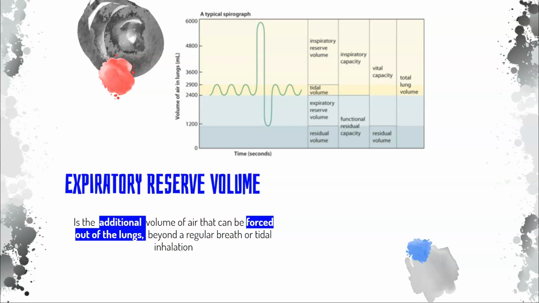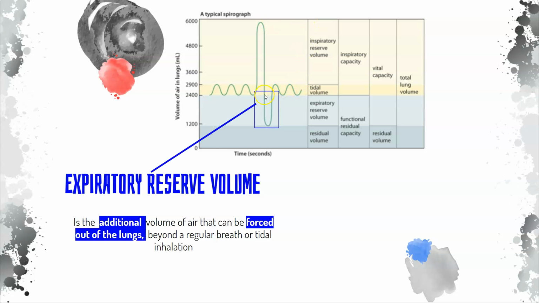Expiratory reserve is the air that you can force out of your lungs. So when you take a deep breath in and then they say blow out all your air, and you let go all the air and keep blowing out until you feel like you can't anymore, that's called your expiratory reserve volume. It's the additional air that's forced out of the lungs, not during a normal tidal breath.